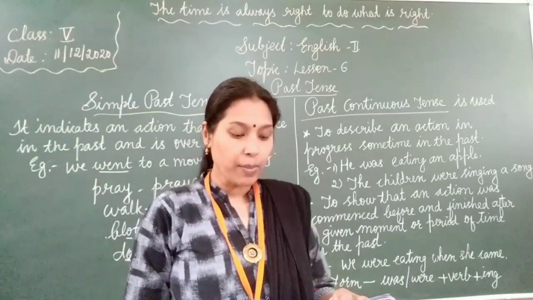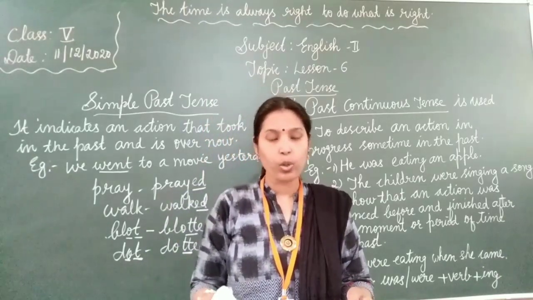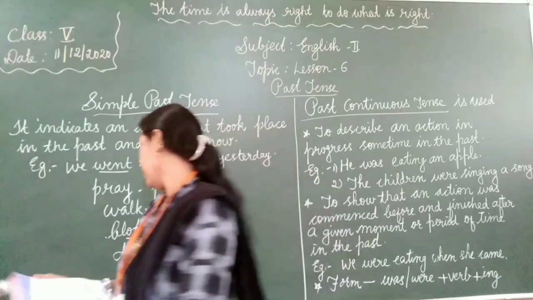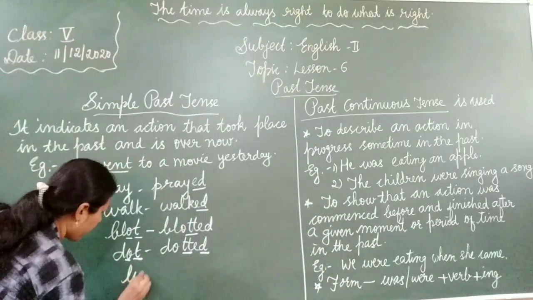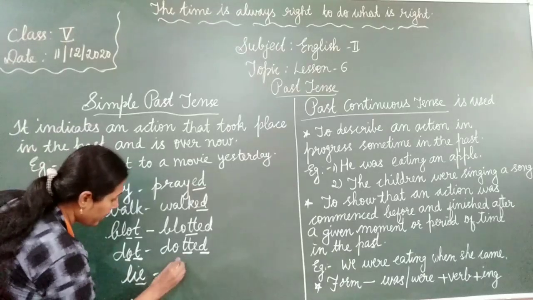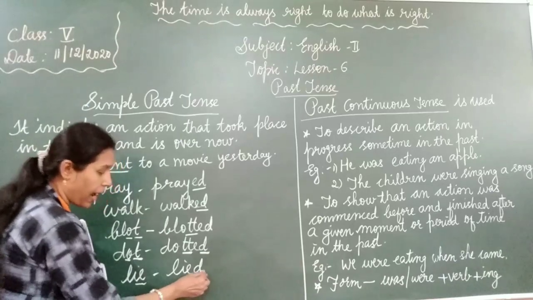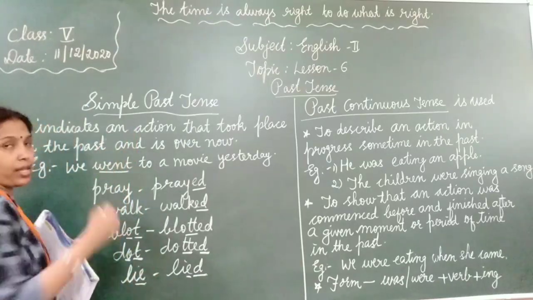Next, in verbs that end in e, we add d. So verbs that end in e. Example, lie, ending in e, right? So you just have to add d, L-I-E-D. Already e is there, so just add d to make the past tense.